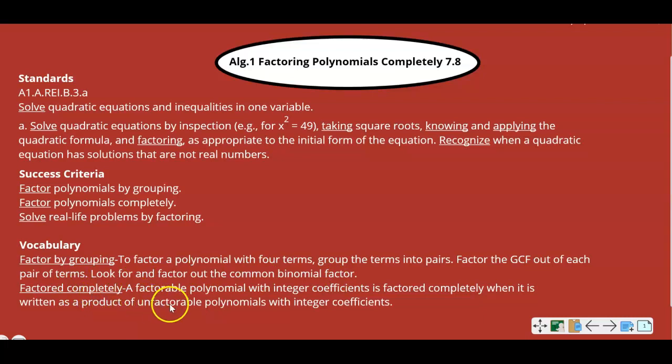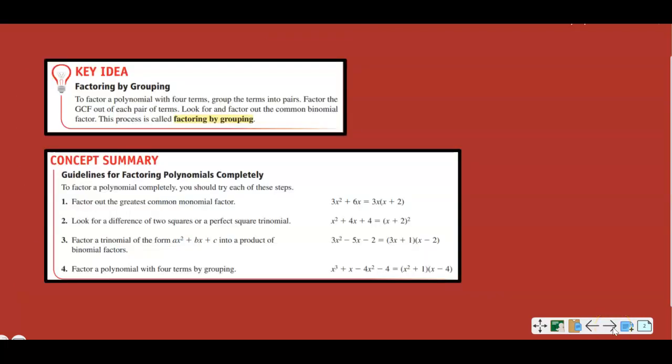Factored completely. A factorable polynomial with integer coefficients is factored completely when it is written as a product of unfactorable polynomials with integer coefficients. So it's factored completely when everything in the product is unfactorable. So when you get to the last step, if everything in that last step is unfactorable, then you know you have factored it completely. A couple key ideas that you need to be familiar with.